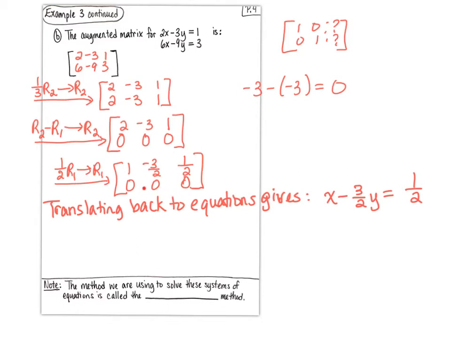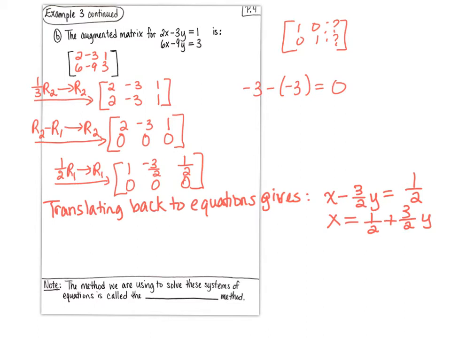Because there is nothing here, you can solve this equation for x. So solving this equation for x means x is equal to 1/2 plus 3/2 y. And this row of zeros here means y is arbitrary. This means y is arbitrary. y can be anything. Okay?